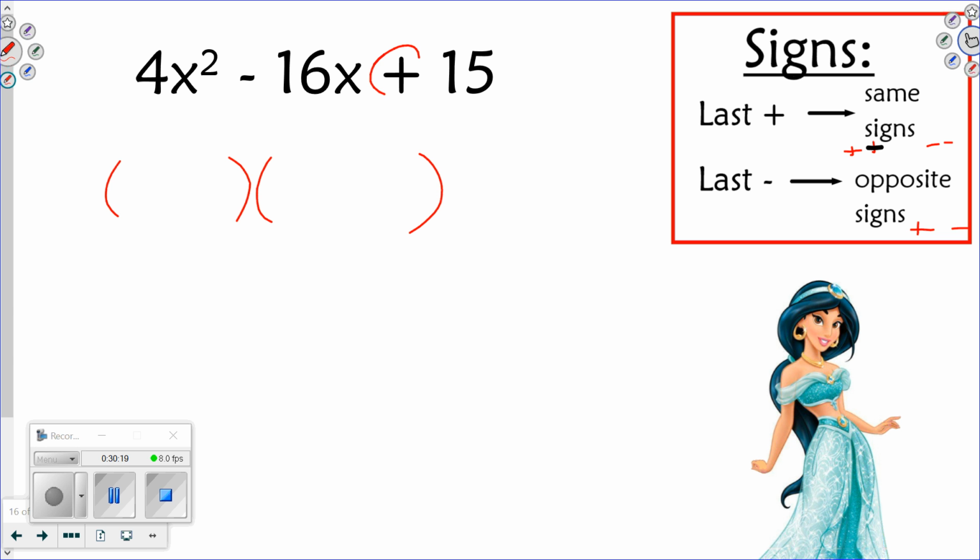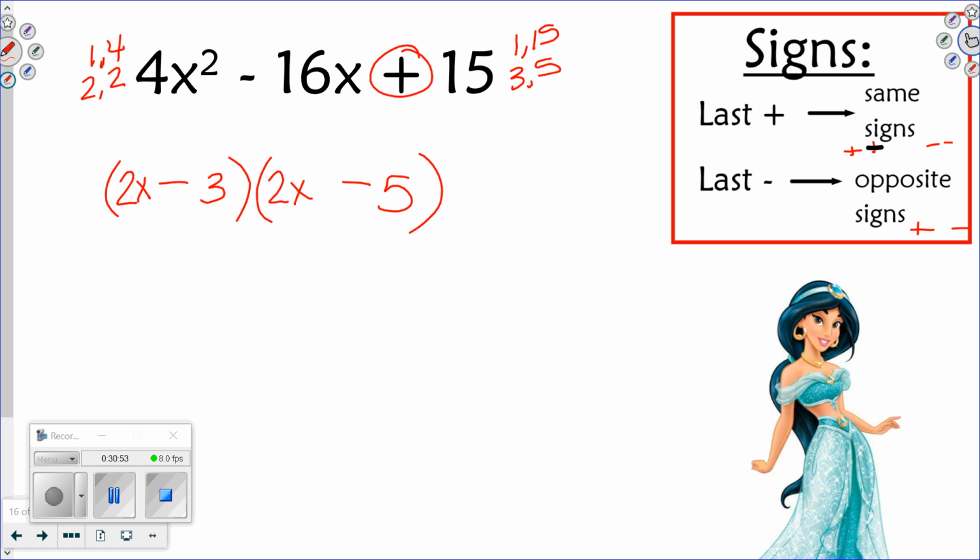All right, so for this problem, my last one is positive. Are they both plus or are they both minus? Both minus, because if I have them both pluses, I'm never going to get a negative 16 in there. All right, options for A, we're going to have 1 and 4 or 2 and 2. Options for C, 1 and 15, 3 and 5. So do we go 1 and 4 or 2 and 2? 2 and 2. So 2x and 2x. 1 and 15 or 3 and 5? 3 and 5.